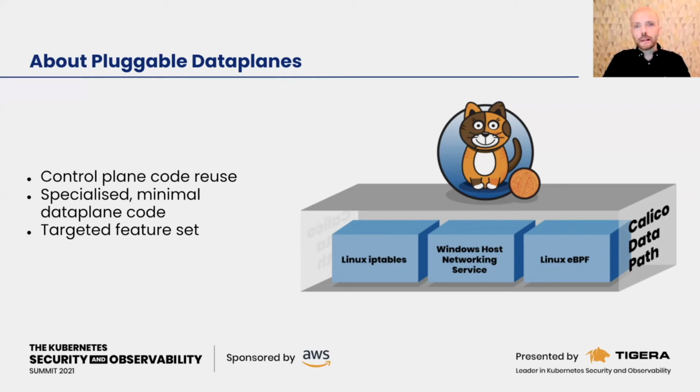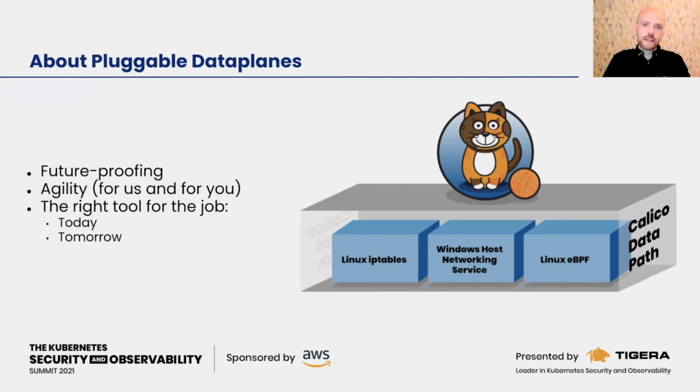But each data plane can focus on a targeted feature set. It might be that you have a requirement for IPsec encryption, or it might be that you have a requirement to support Windows nodes. Different data planes are suitable for different purposes. This allows us to future-proof. If our customers are finding particular value in a particular data plane, we can iterate on that data plane to provide extra support. If a new technology appears on the horizon, we can implement a new data plane to try that technology out, whilst continuing to support the features that we always have in our existing data planes. It allows us to be future-proofed and agile.